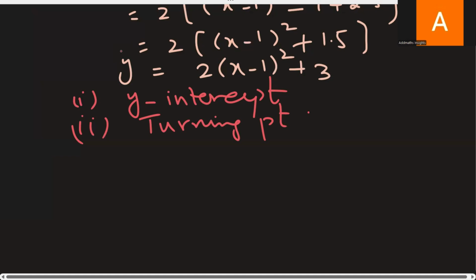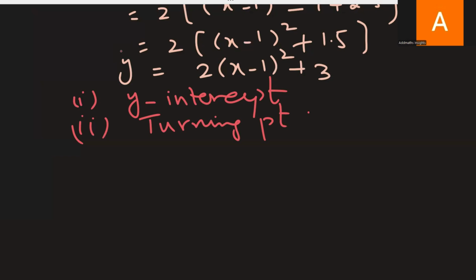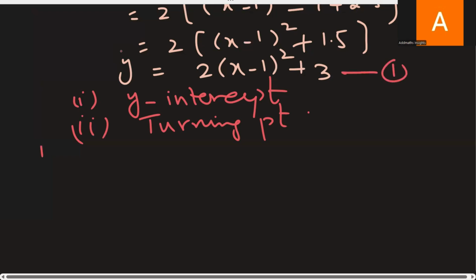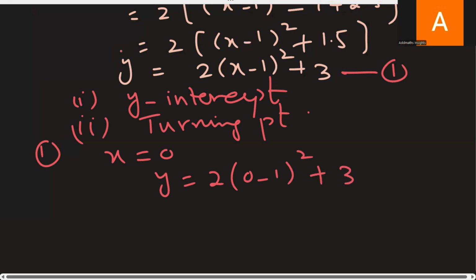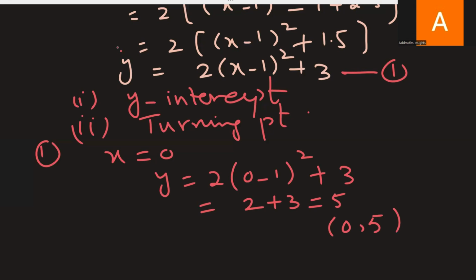So first step, how can you find the y-intercept? To find the y-intercept, x is 0. So in this equation you substitute x equals 0. When you substitute x as 0, this is 0 minus 1 whole squared, which is 1, times 2 is 2, and 2 plus 3 is 5. Sorry, this is how you get the y-intercept: 0 and 5.